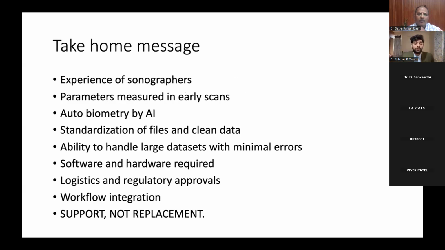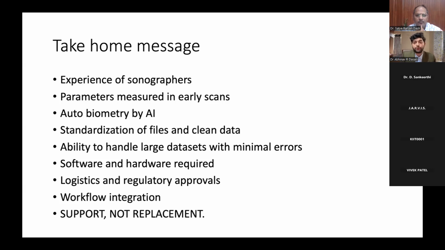And to conclude this meeting, I say AI could help with lesser experienced sonographers and parameters measured in the early scans could be helpful. Auto biometry by AI can reduce the time taken for examination of each patient. And standardization of files and clean data should be provided by us to the AI for easier processing. Ability to handle large data sets with minimal errors could be achieved if we can standardize all the files.